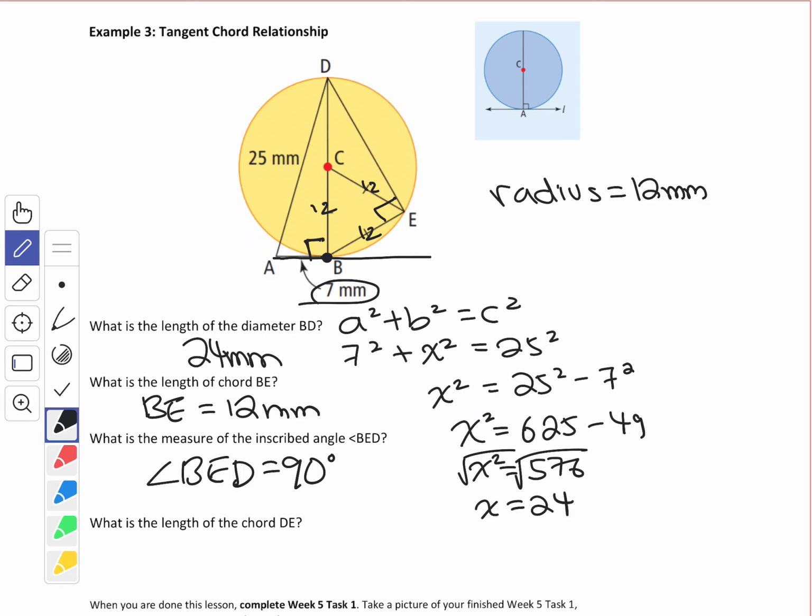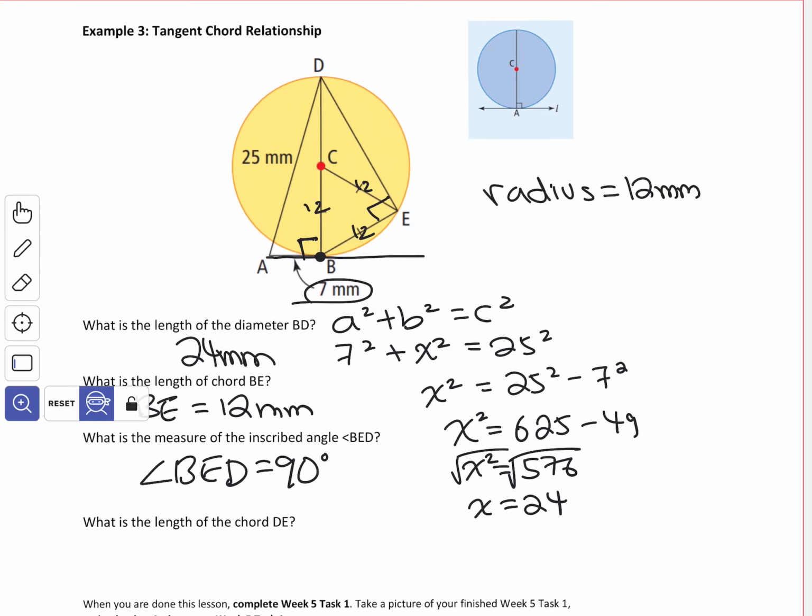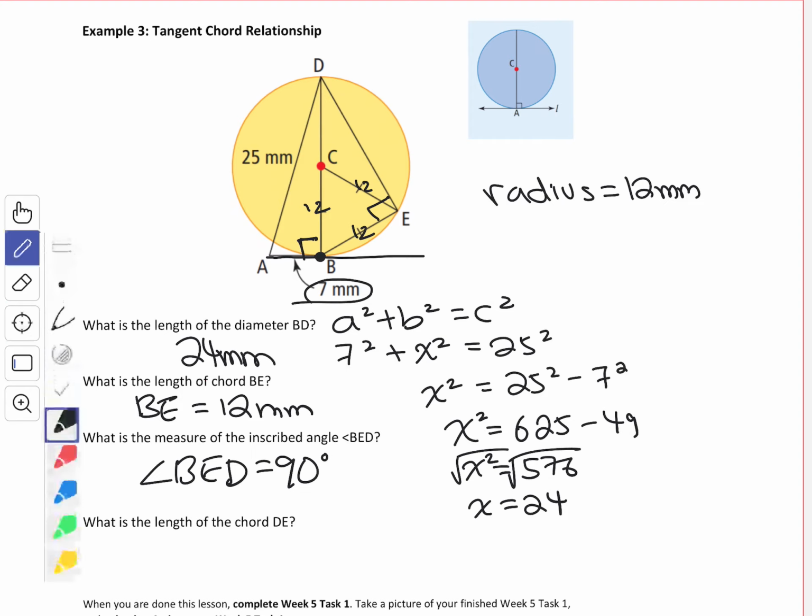Last one. What is the length of the chord DE? Chord DE is right here, and it's asking us to get the length of this. Again, do you see how we have a right triangle here? That's what we're going to use to solve for DE. Because we have a right triangle, we know that the A side is 12. We don't know the B side. We know the C side because C is our diameter.